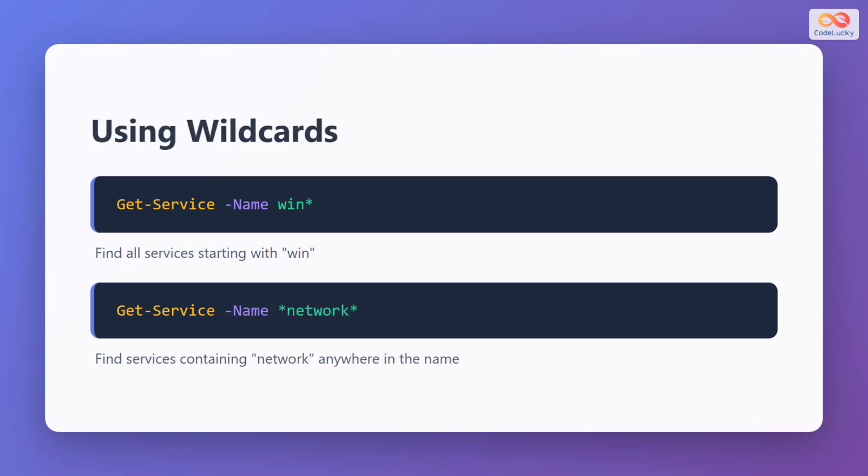Wildcards make searching for services much easier. The asterisk symbol acts as a wildcard that matches any characters. For example, Get-Service -Name Win* finds all services starting with Win. You can also use Get-Service -Name *network* to find services containing the word network anywhere in their name. This is incredibly helpful when you're looking for related services but don't know their exact names.